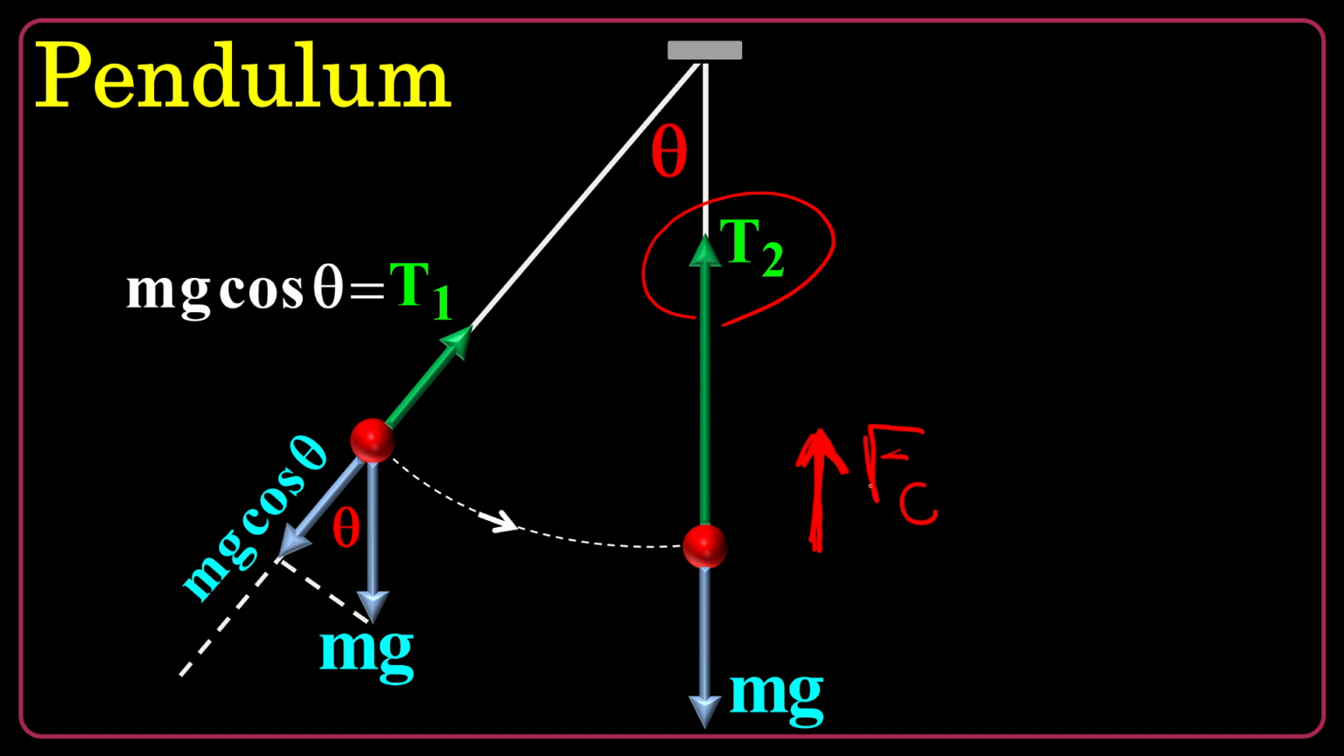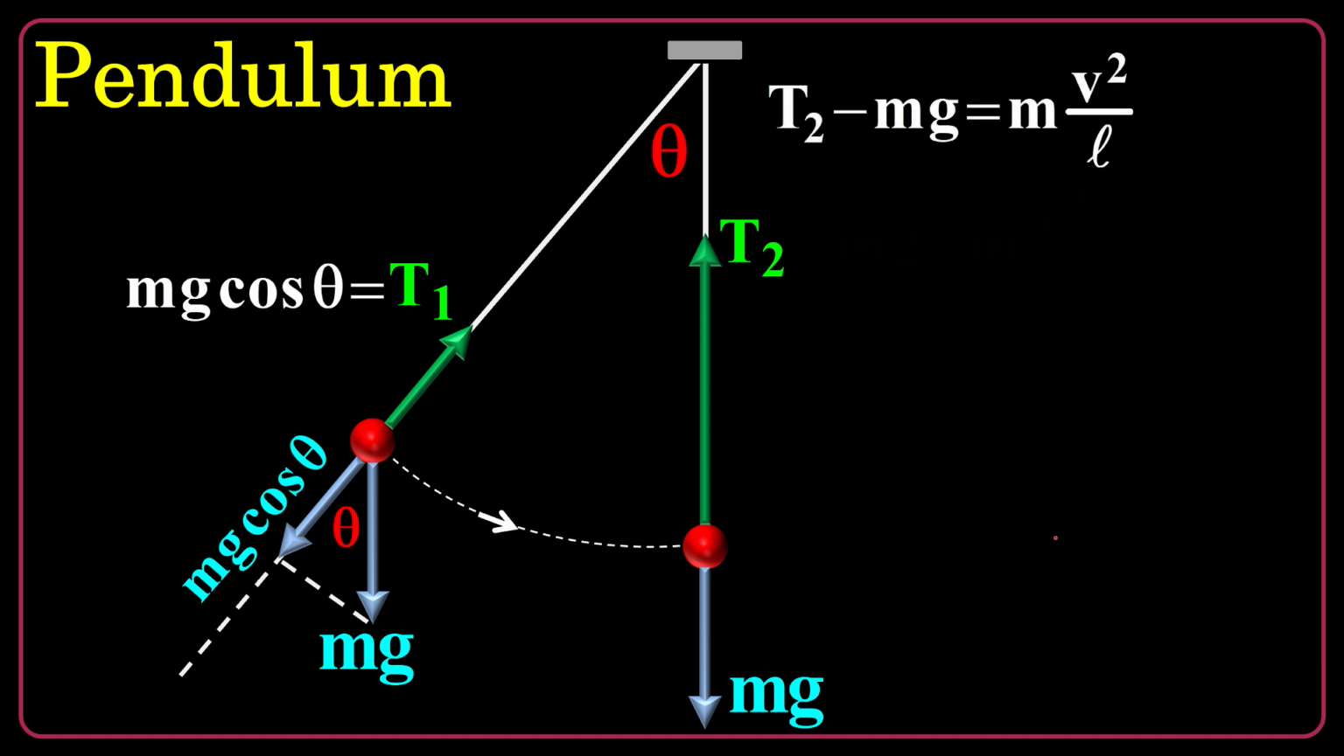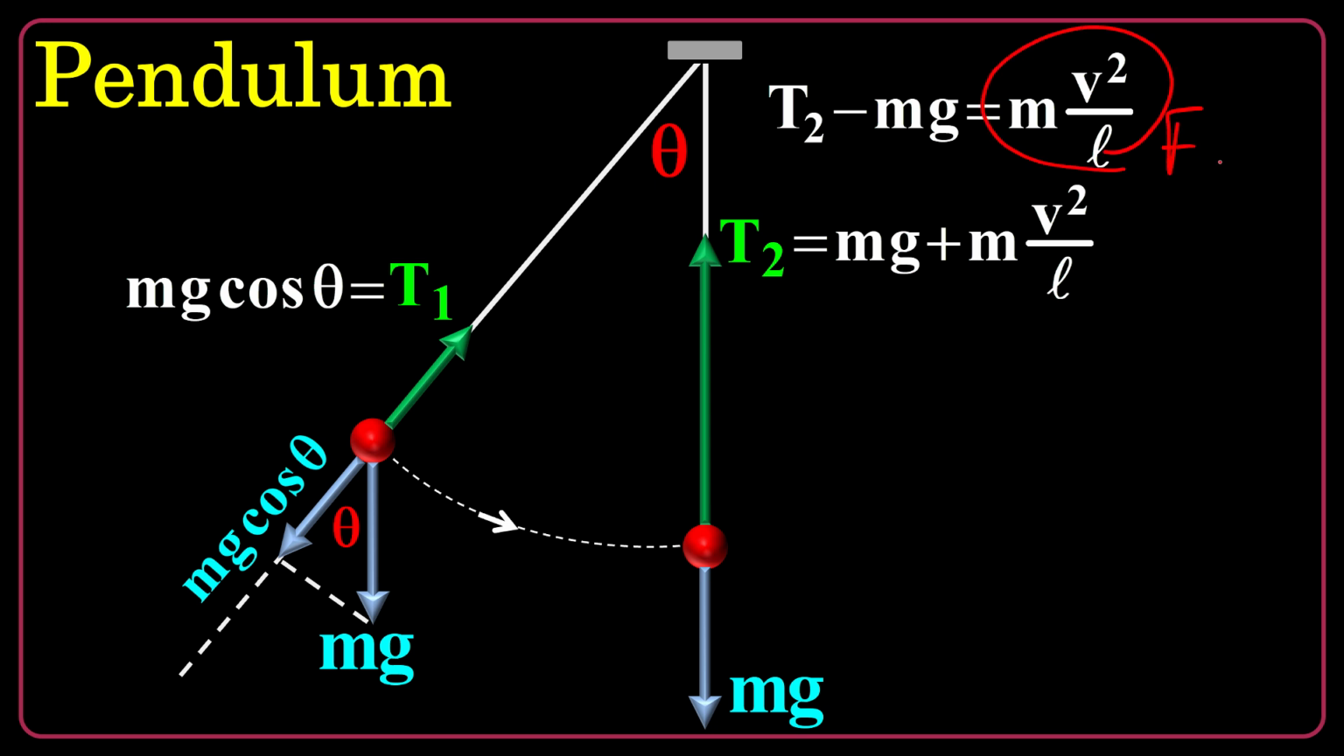Okay, for sure. How to write Fc? Fc is equal to the vertical resultant force. Considering the center of the circle here, Fc is going to be T2 minus mg. So I can easily write T2 to be mg plus mv squared over r. This is exactly the Fc.